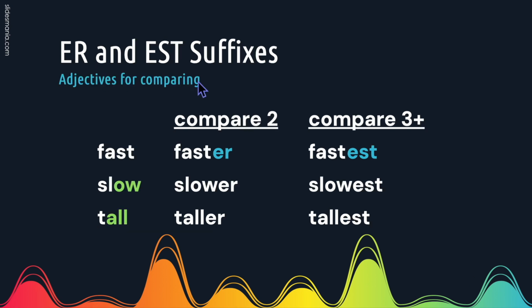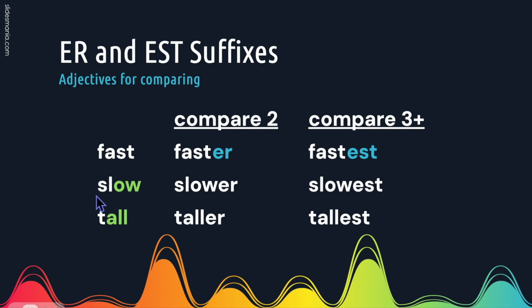ER and EST are two suffixes that are used for comparing. So here we have our root word fast. If we want to compare two things, we can say that one is faster than the other. If we want to compare three or more things, we can say that one of them is the fastest.